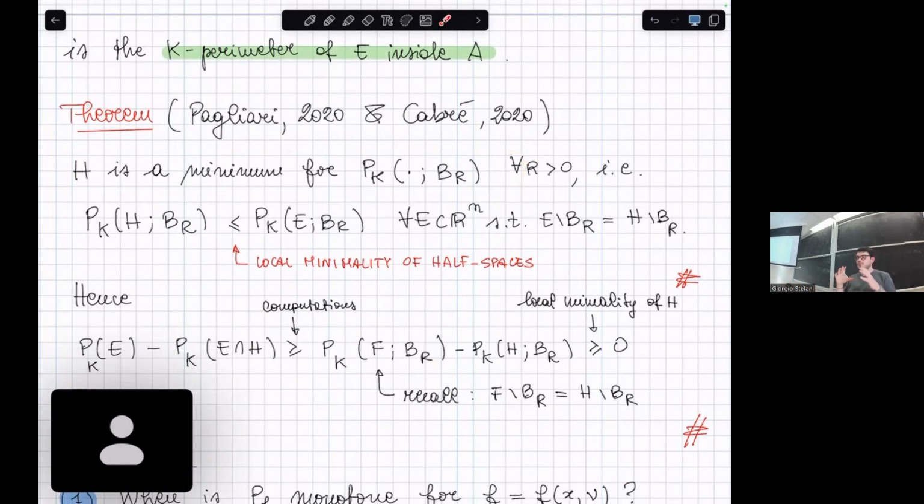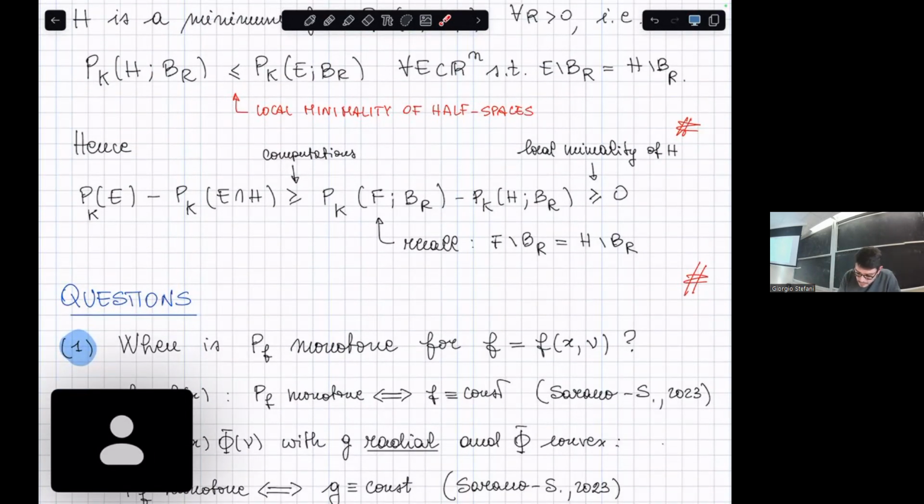That is, if you look at your non-local perimeter inside the ball, and your set is doing something strange, whatever set you take, then if you want to minimize that part, you have to be a half space. You have to be flat there. This is precisely what is written here. Whatever you do, the best thing you can do to minimize this localized perimeter is to be a half space. This is the local minimality of the half spaces. The important thing is that outside the ball you are doing the same thing, so essentially I'm putting a boundary constraint.